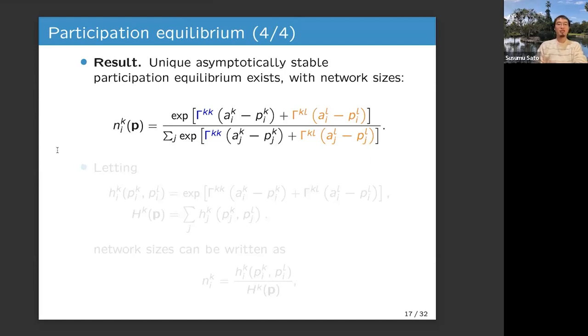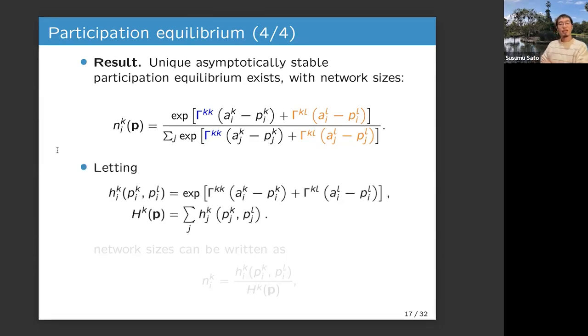So on the numerator of network size in the equilibrium, the numerator has the exponential of this amplified value. And on the denominator, we have the sum of the exponentials of these amplified values. So in this simple way, we can get the closed-form formula for the network size in a unique participation equilibrium. Then, letting small HKI represent the numerator and cap HK represent the denominator of this demand formula, we can express the network size in the participation equilibrium as small HK over cap HK.